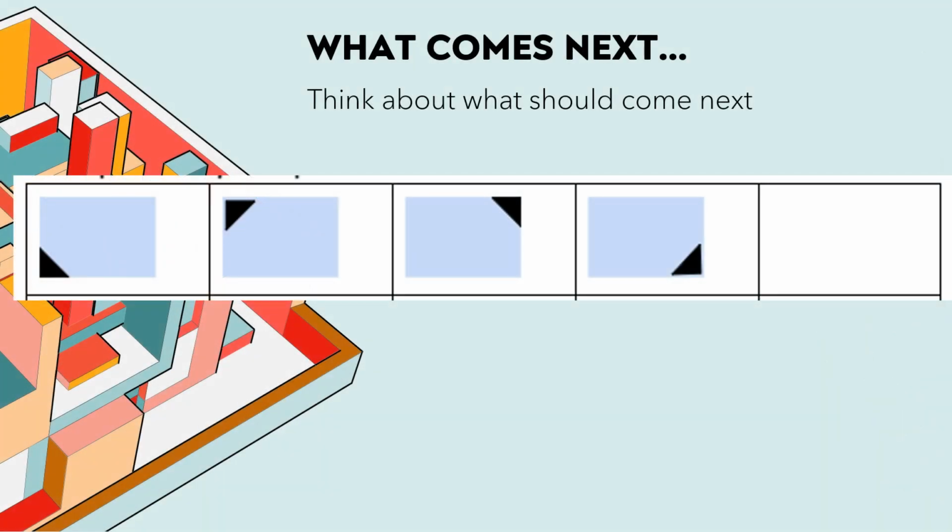Here's our first pattern. Let's think about what should come next. Well, we've got 4 rectangles. Let's look at what's important here. Here we've got a shaded corner. Here's another shaded corner. And here's another shaded corner. And in this 4th box, we've got yet one more shaded corner.